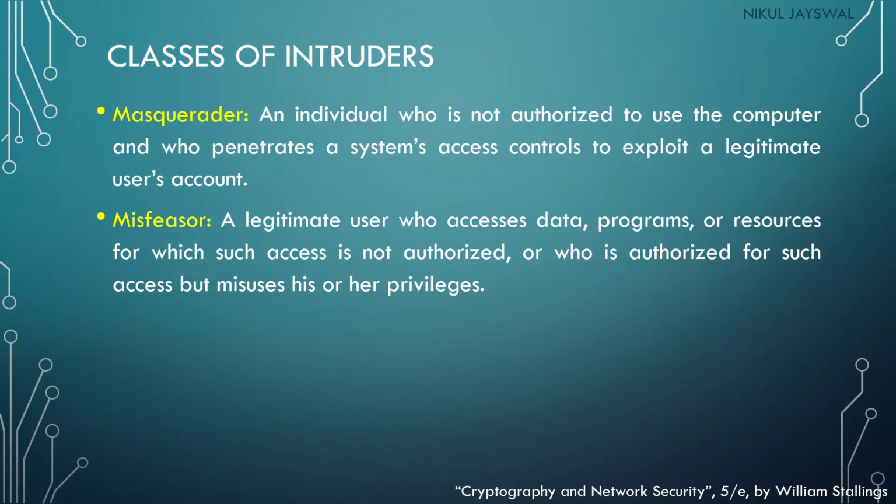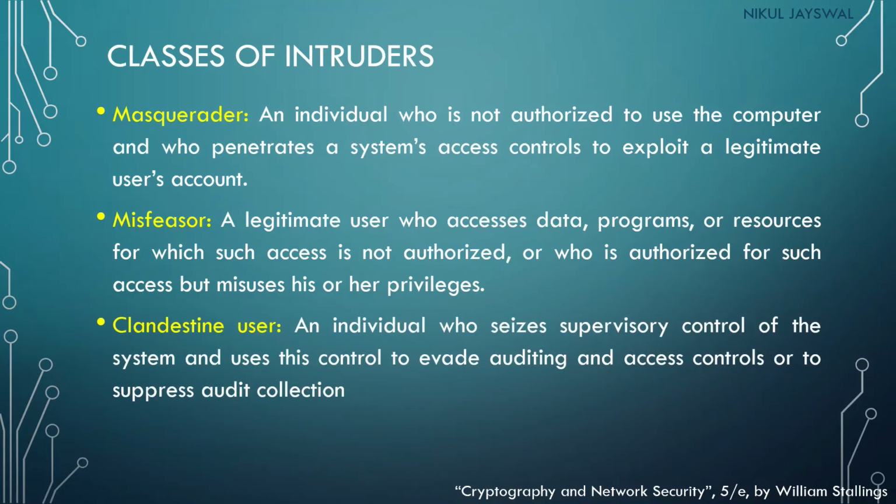The second class of intruders is the misfeasor. A misfeasor is a legitimate user who accesses data, programs or resources for which such access is not authorized. Normally, this type of intruder is an internal intruder which resides in the internal network, and is a part of the computer network and an authorized user. They try to access data or programs which they are not authorized to access, or who is authorized for such access but misuses his or her privileges. So whenever any authorized user misuses the information that has been stored in the computer, that type of intruder will be called a misfeasor.